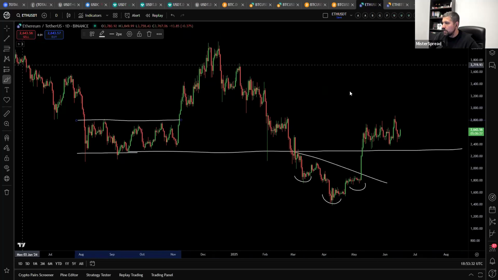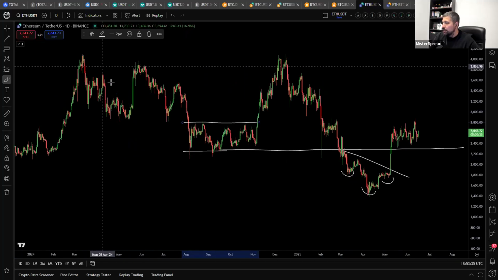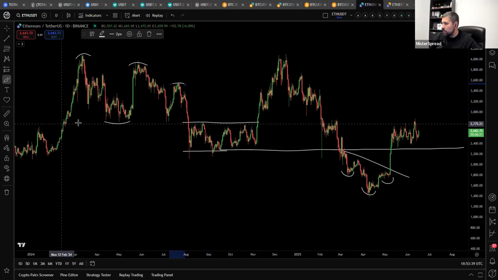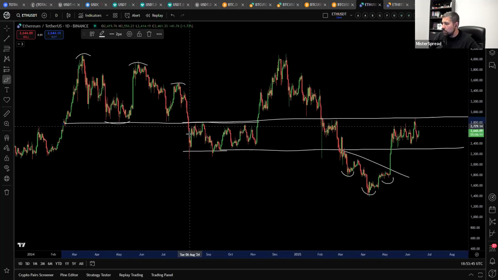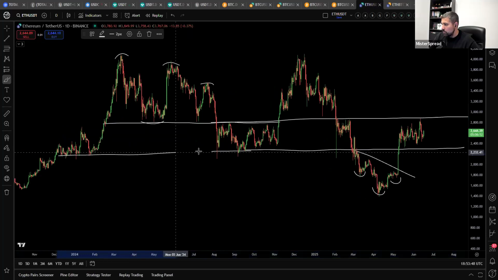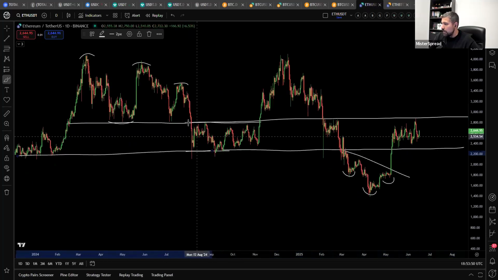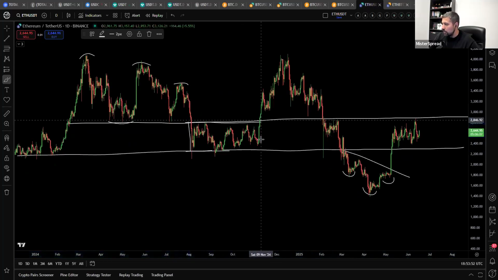So let's take a closer look. What happened here? So we started dropping, right? Lower highs, lower lows. This was an important area, and it's going to be an important area going forward. And we dropped underneath it, but we didn't print new lows. So we held above this level, right? And here we started accumulating.